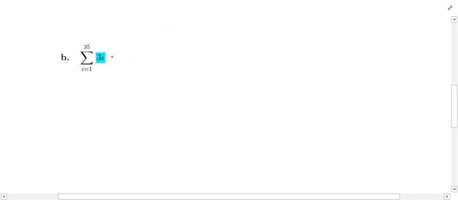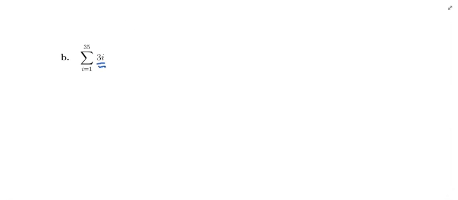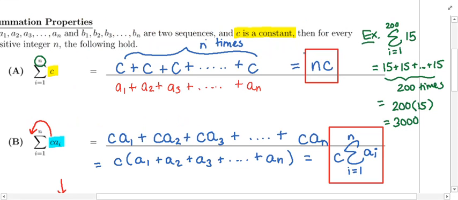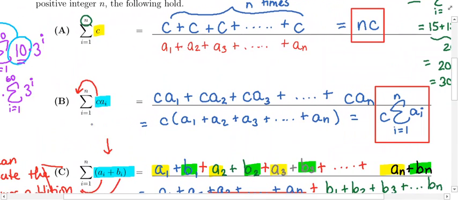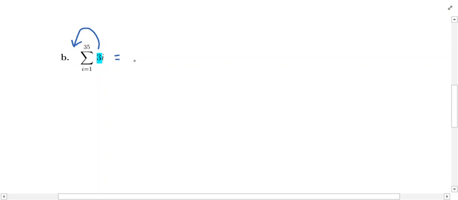When I look at this, each term in the sequence is defined by the expression 3i. Each term is multiplied by 3. One of the properties that we learned, the second property, was if each of the numbers in your sequence is multiplied by the same constant, you can yank that constant out front. So that's what I'm going to do here. I'm going to take the 3 and bring it outside of the summation notation. So this is going to be 3 times the summation from i equals 1 to 35, but I've already taken the 3 out. That's going to leave me with i. That's the first shortcut that I use.